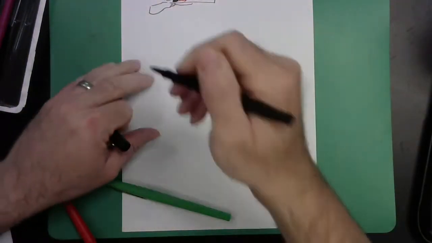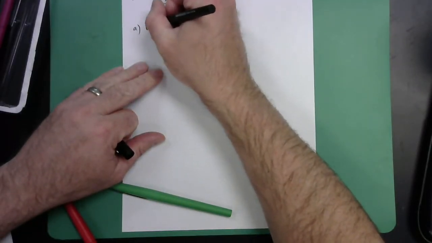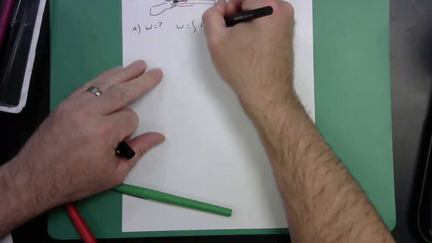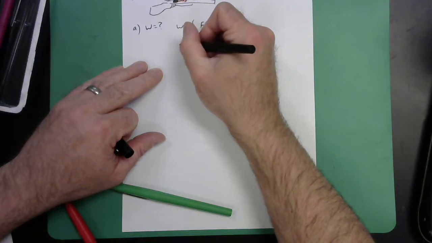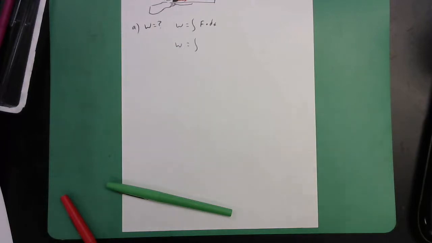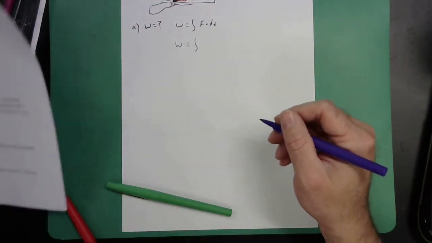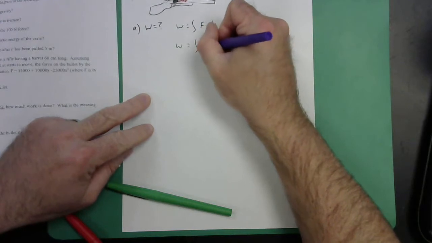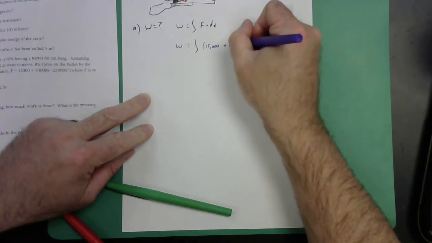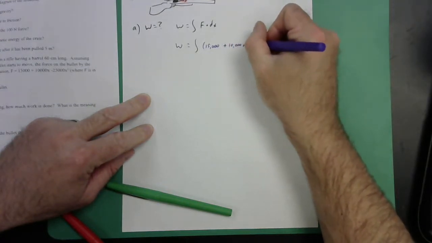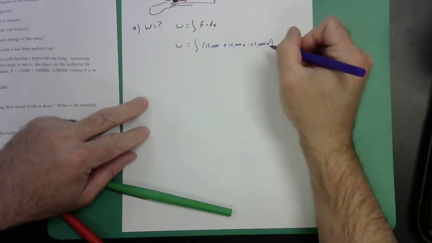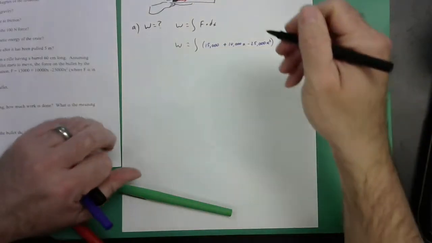All right. So we, of course, part A, the work done. And so we say, okay, work, that's going to be our integral of F dot dx. They gave us an equation for that force. They told us that the force is given by the function 15,000 plus 10,000x minus 25,000x squared, dot dx.